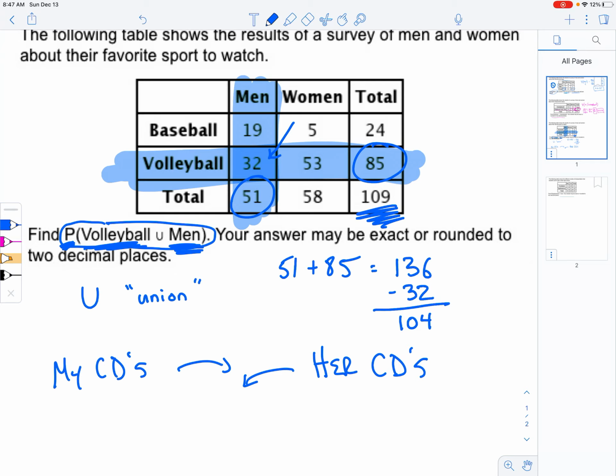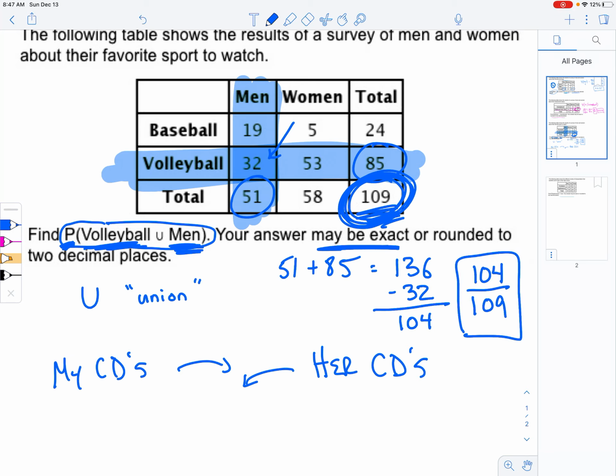If you play volleyball or if you're a man, how many people fall into one of those two categories? 104 people fall into those categories. How many people are there total? There's still a total of 109 people. So that means your answer is 104 out of 109. Because the video is getting a little lengthy, I'll remind you that you can do it exact, like we have it here with the fraction, or you can round it to 2 decimal places using your calculator: top number divided by bottom number. That's how you do that. So that's what a union means. A union means you want all of one group and all of the other group, but you do have to watch that you don't find yourself overlapping somewhere.